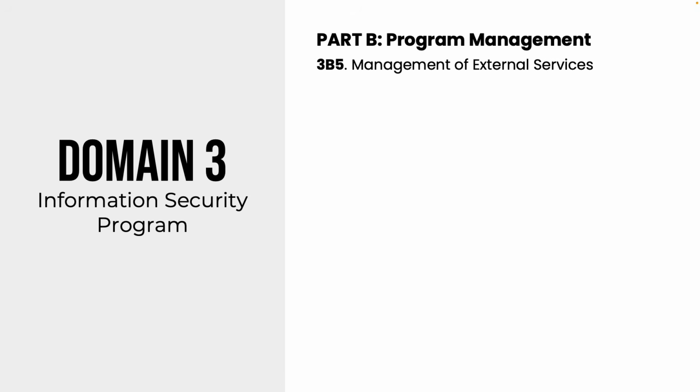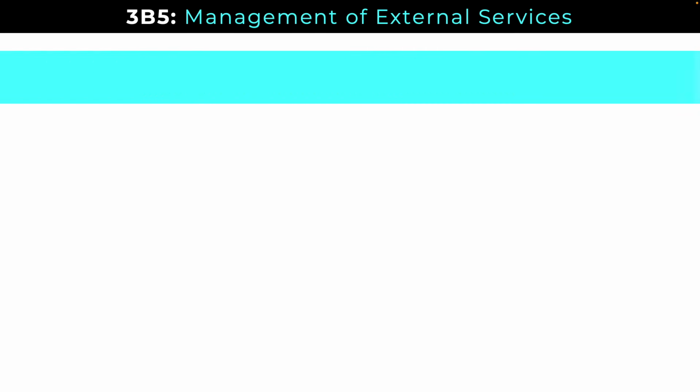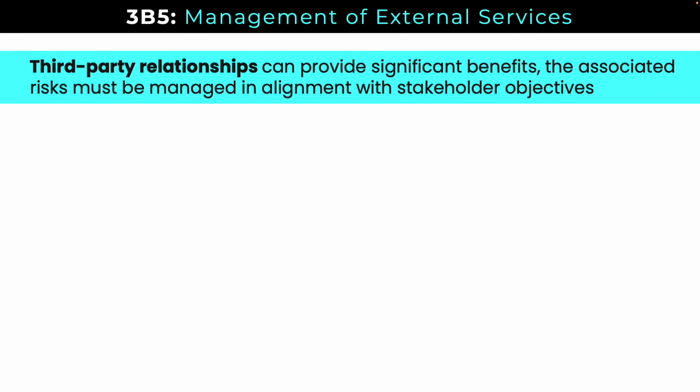That brings us to section 3B5, management of external services. So here we'll focus on our third-party relationships, our service providers, outsourcing challenges, important clauses to put into our outsourcing contracts, and managing access from third parties into our organization's resources like sensitive data. So third-party relationships can provide obvious benefits, filling skills gaps on our staff, giving us additional capabilities, but we have to manage the associated risks in alignment with stakeholder objectives.